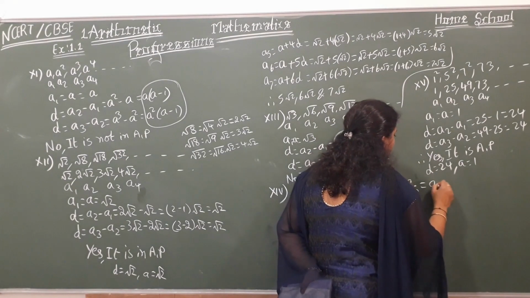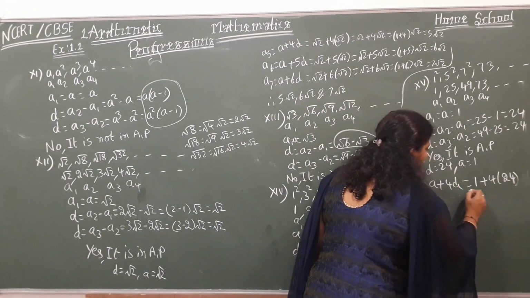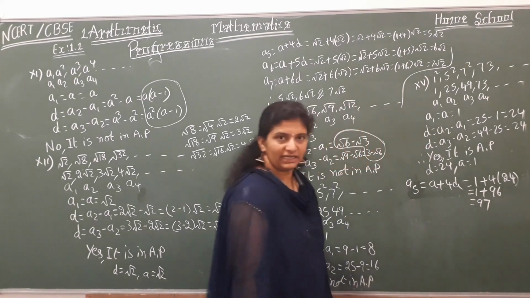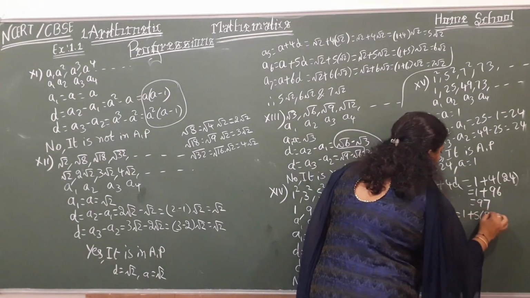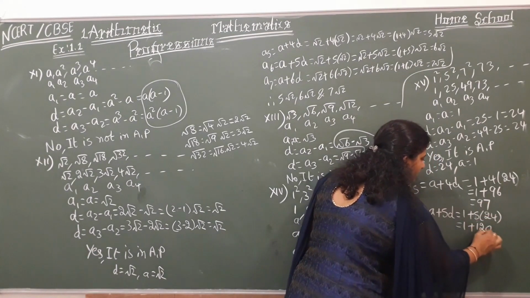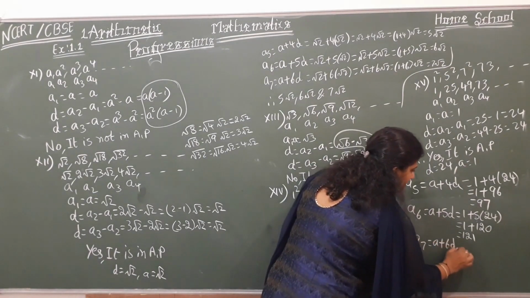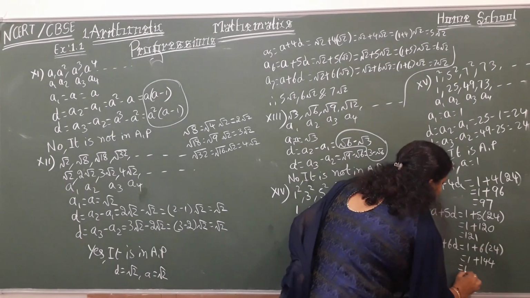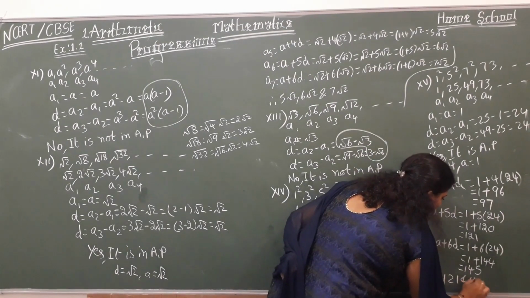Next three terms will be the fifth term. General form of A5 is A plus 4D. 1 plus 4 into 24. 4 24s are how much? 96. 1 plus 96 will be 97. And your sixth term, A plus 5D. 1 plus 5 into 24. How much is this, children? 5 24s: 5 4s are 20, 5 2s are 10, 120. That will be 121. Last term A7 is equal to A plus 6D. 1 plus 6 into 24. 1 plus 144. Sum will be 145. Therefore, the next three terms are 97, 121 and 145.